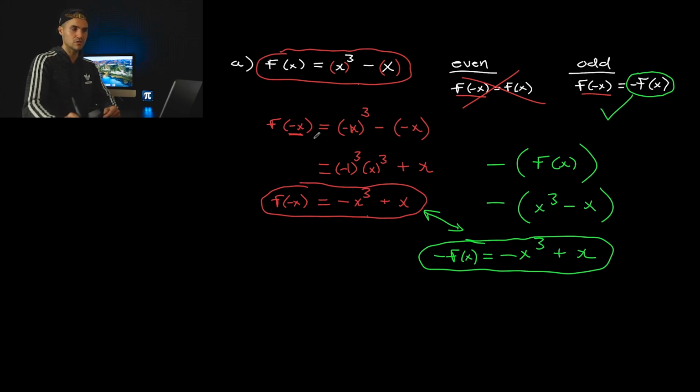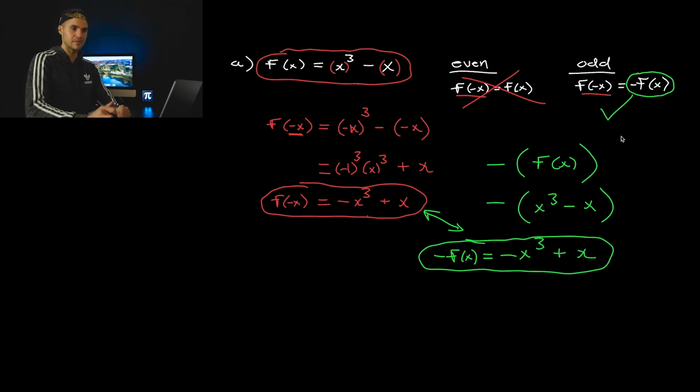You're given the function. Next step, you find f of negative x, simplify it, and see if f of negative x equals f of x. If it does, it's even. You could stop right there. If not, then you have to find an expression for negative f of x and then check, does f of negative x equal negative f of x? And if it does, it's odd. And it was odd in this particular case. All right, so that's how you show it algebraically.